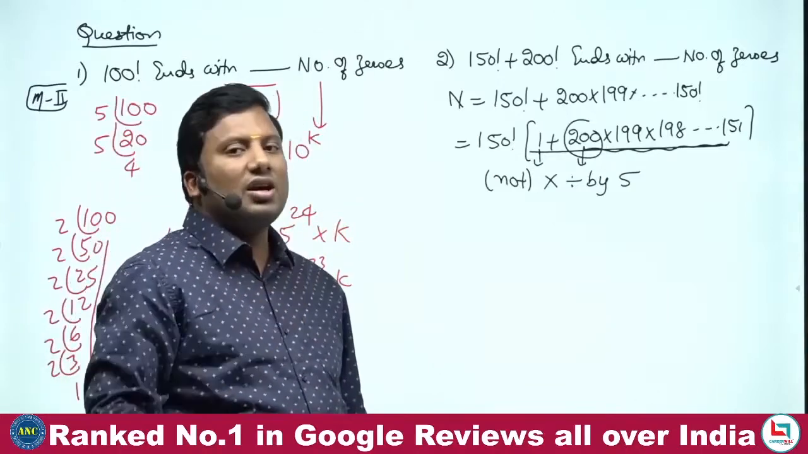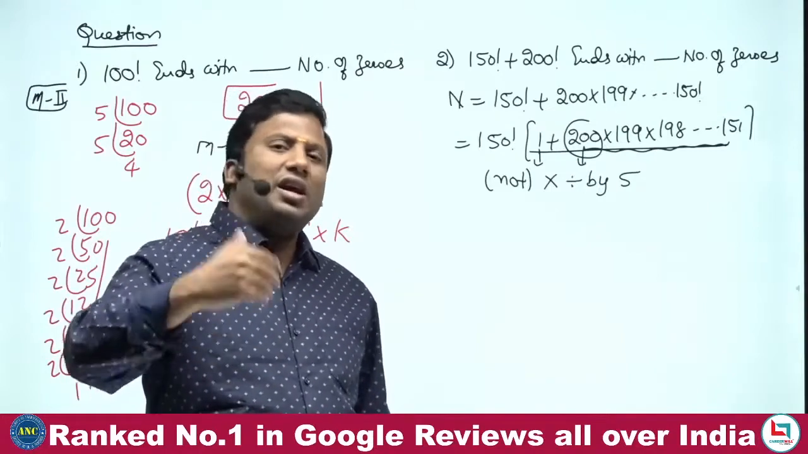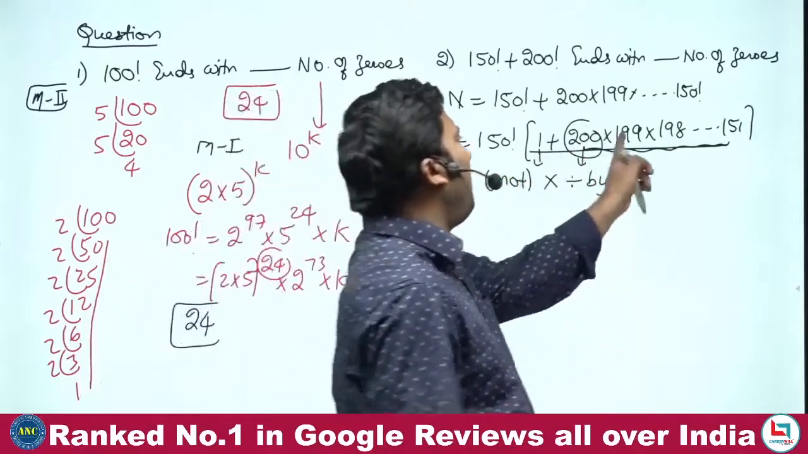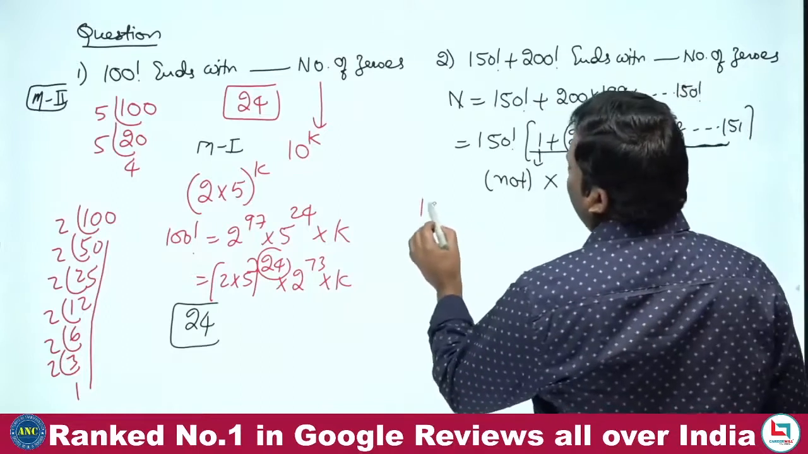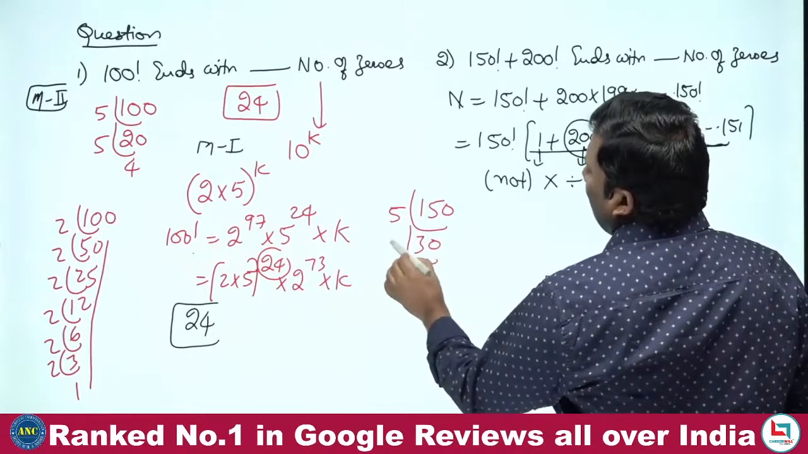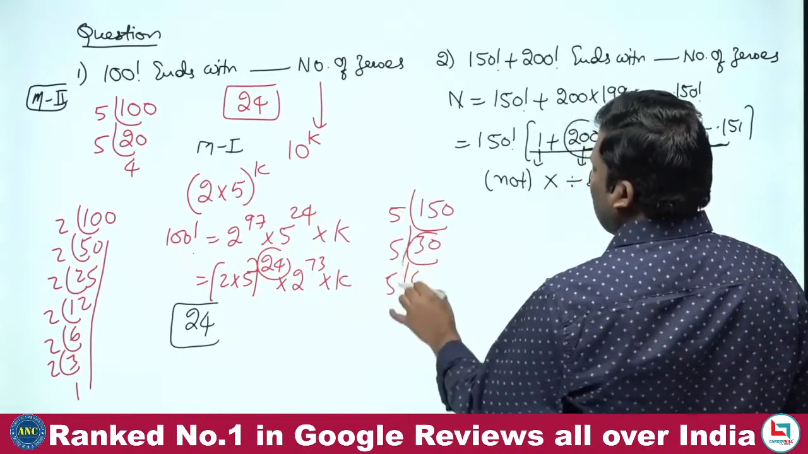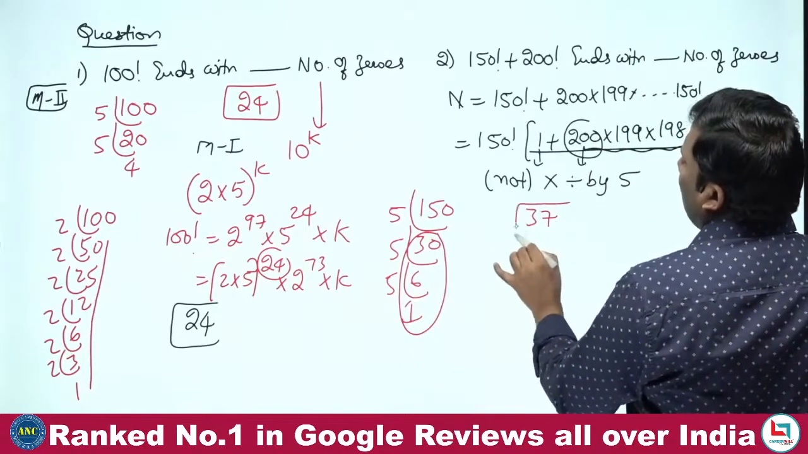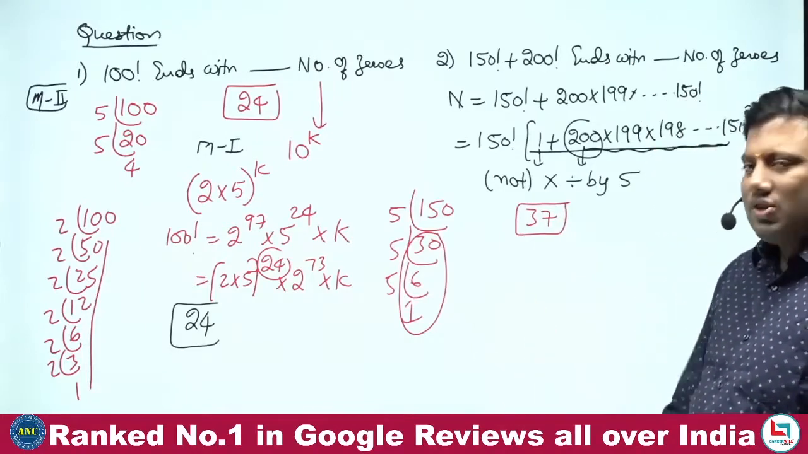If a number is not divisible by 5, can it be written as a power of 5 into something? No. 13 is not divisible by 5. Can it be written as 5 into something? No. So no power of 5 will come. So for 150 factorial, the number of zeros at the end depends on the highest power of 5. So the answer is 30 plus 6 plus 1. The number of zeros at the end is 37. Very, very simple question.